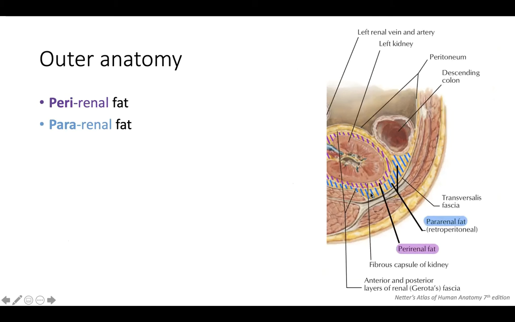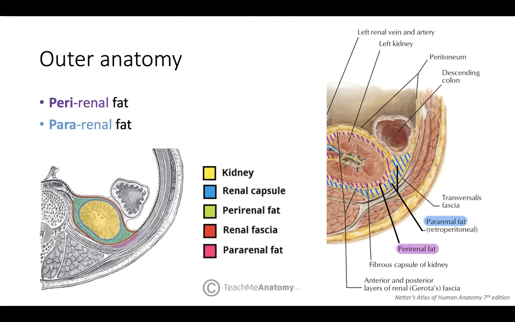So here's an overlay to see that more clearly. So we have the perirenal fat in purple and the pararenal fat in blue. And then here's another diagram as well. Notice in both of these, there are a few other layers. So going from the kidney, going out, these are in order: the fibrous capsule of the kidney, then that perirenal fat, then the renal fascia, and then the pararenal fat. So the fat is going to alternate.